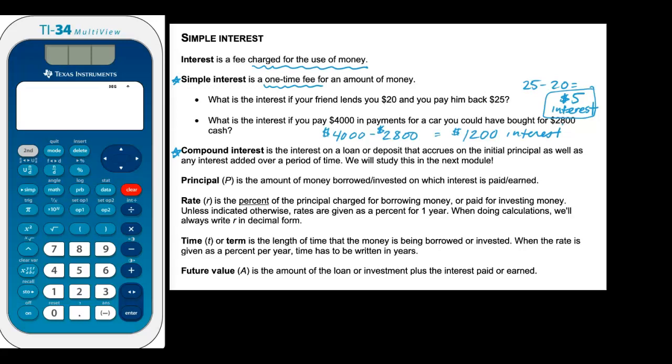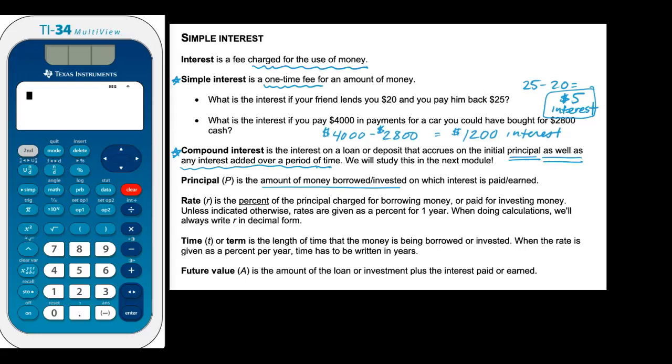In contrast, compound interest is definitely trickier to understand, and more complex. The interest on the loan accrues on the initial principal. Let's talk about what that is. We define principal right here. Principal is the amount of money borrowed or invested, so the initial amount that the person wants to borrow. With compound interest, you're paying interest on that initial amount as well as any interest added over that period of time. That interest can add up really quickly, and we're going to study that in the next module.